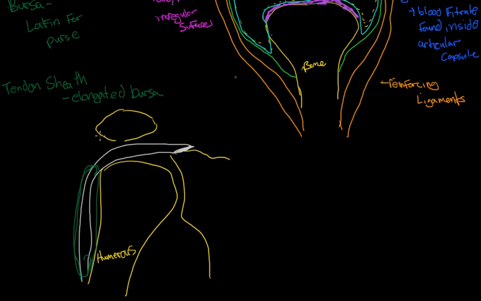And then in here is where you sort of find more of the bursa itself. And this is just going to be a pouch that's going to ease the friction right here. So we have a tendon sheath, and bursa.